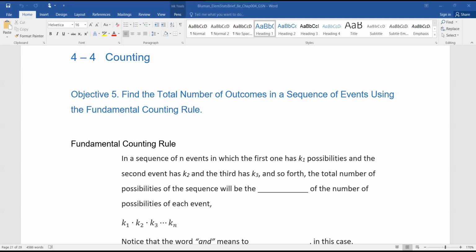All right, here we go. So we're gonna do 4-4 today, which is just the counting rule. We're gonna find the total number of outcomes in a sequence of events using the fundamental counting rule.